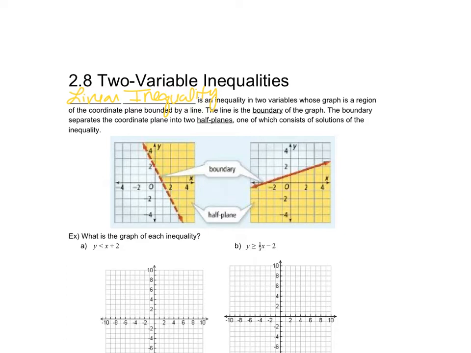So the boundary is what the line is called, and then the half plane is the shaded region that satisfies the inequality. So it divides it in half, even though on your graph it may look like it's shifted off to the one side, it really has divided the graph into half because it goes on to infinity or negative infinity.